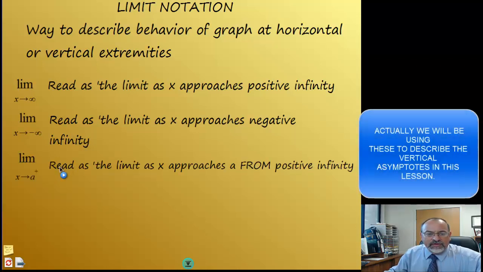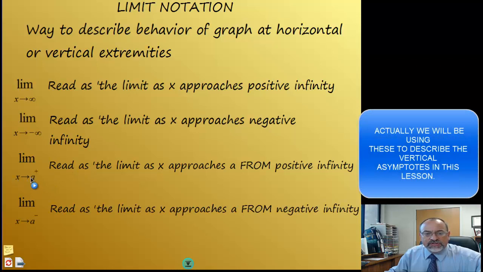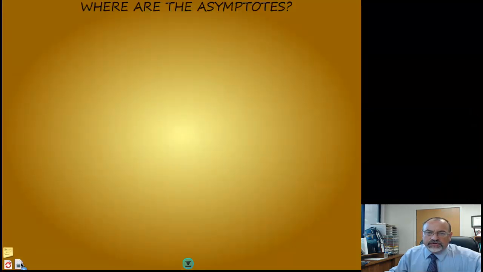Now these next two, the limit as x approaches a from the right and from the left, we won't use those until later in the year, so we won't do a lot of talking about those when we're talking about asymptotes for right now. Okay, so that's new notation, and then we will do a few examples so you see how that's written and how we're going to use that.